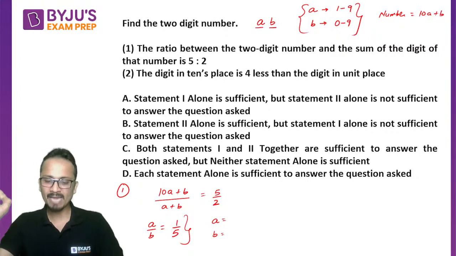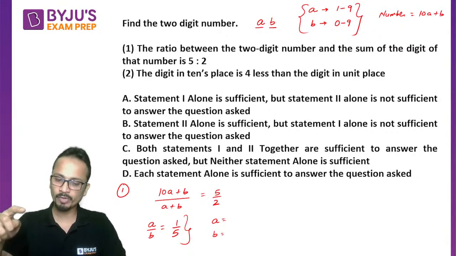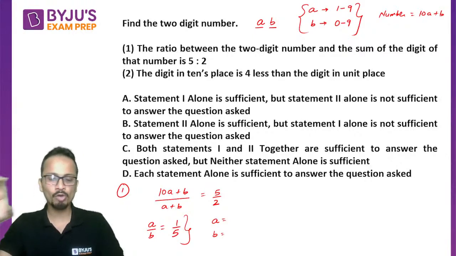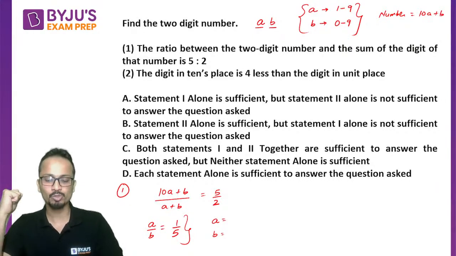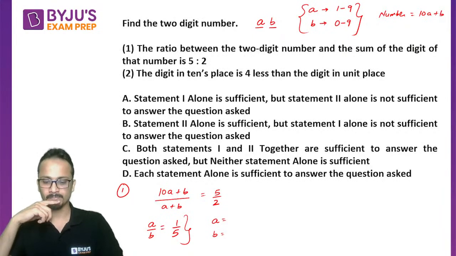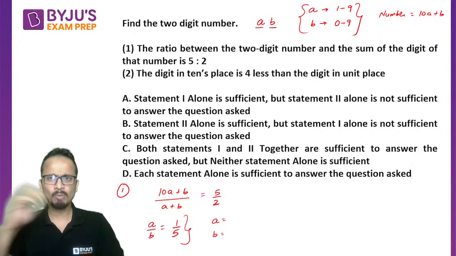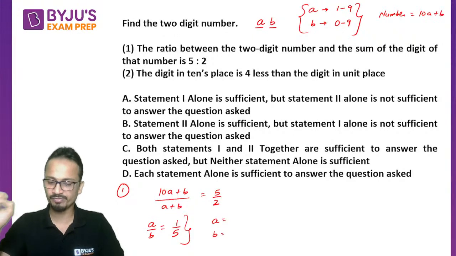So values of A and B, this is what I want. Earlier we got the ratio of A and B. Now I want the values of A and B. So what can be the values of A and B? And also tell me, do we have a unique set of values for A and B, or multiple sets of values? Come on, you just need to select two numbers from the possible values of A and B such that they are in the ratio 1 is to 5.